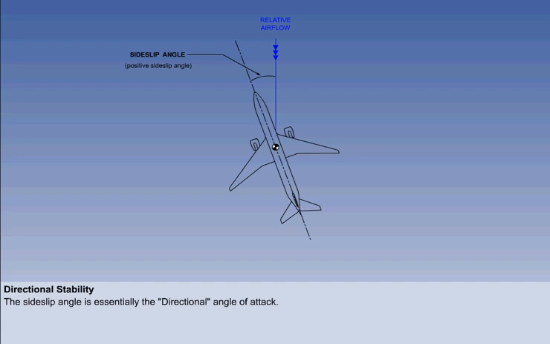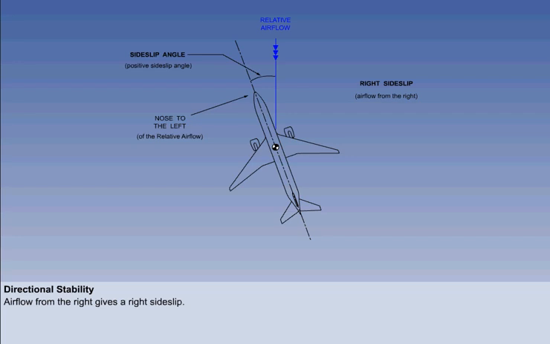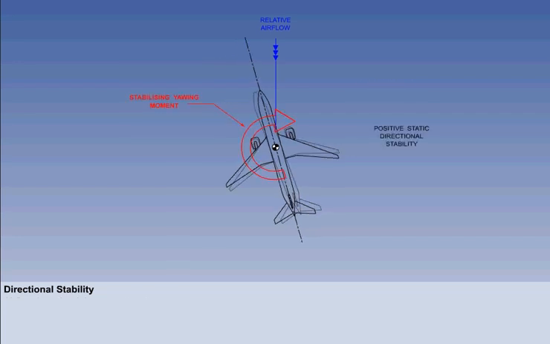If the aircraft is yawed to the right, it would be a negative side slip angle. A question in the written exam might describe this aircraft as being nose to the left. However, a pilot would describe this aircraft as being in a right side slip. If the aircraft illustrated has directional stability, when displaced from equilibrium, it would generate a stabilizing yawing moment to the right.